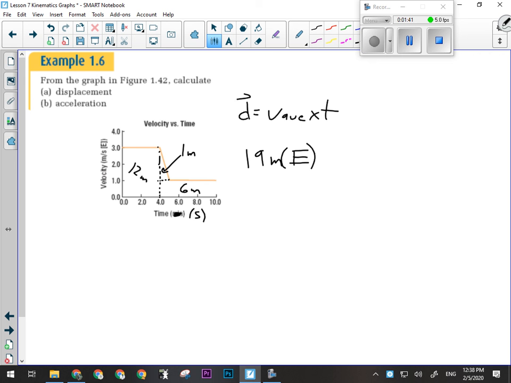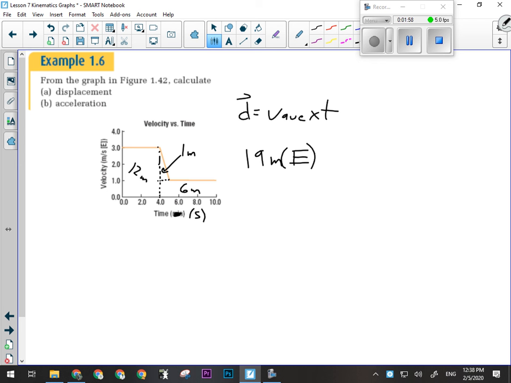Everybody all right with what I did there? I calculate the area between the line and the x-axis, and that's what we're supposed to do because that's average velocity times time. That gives us displacement. Questions on what I did there?